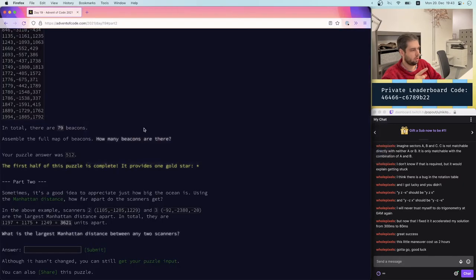So what we have to do now: sometimes a good idea to appreciate how big the ocean is using Manhattan distance, how far apart do scanners get. In the above example, scanner 2 and 3 are the largest Manhattan distance apart. What is the largest Manhattan distance between any two scanners?